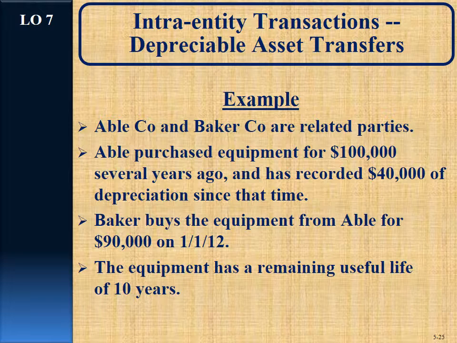So if we take that $90,000 divided by 10 years, Baker will be recording $9,000 in depreciation expense each year. So all the activity after year 1 is happening on Baker. They're going to be recording depreciation. And Able will have in year one a $30,000 gross profit.